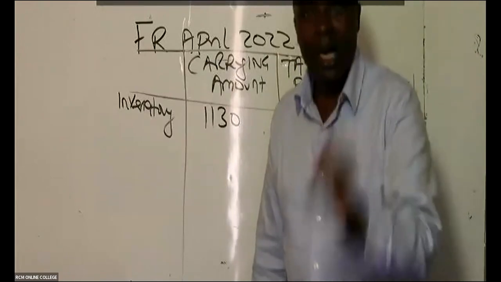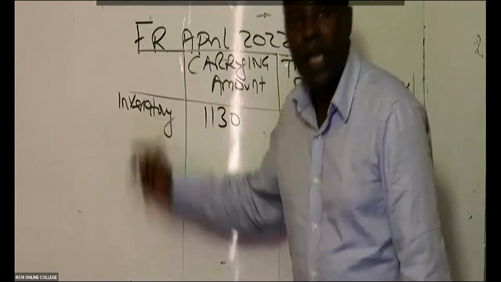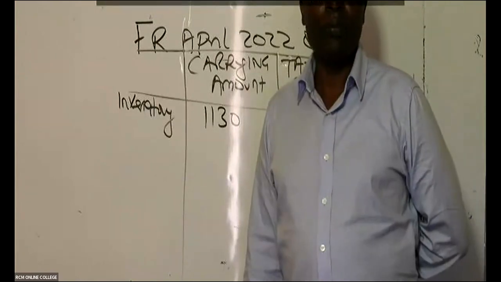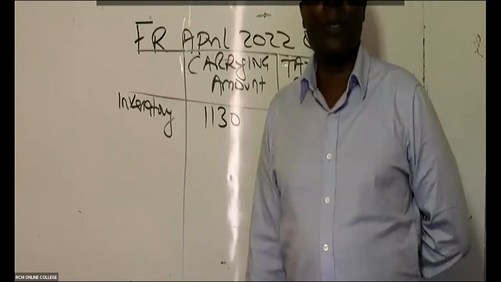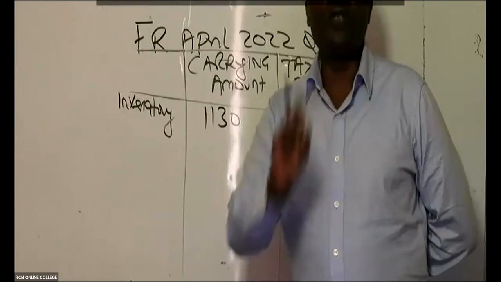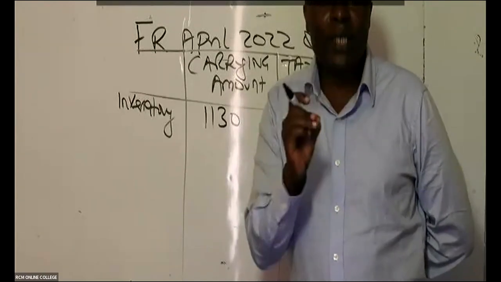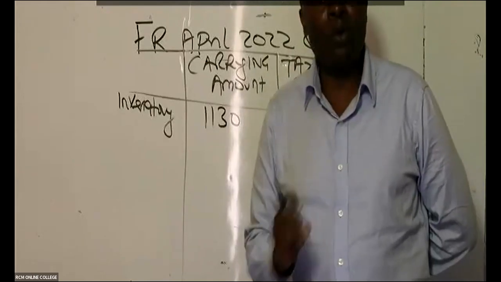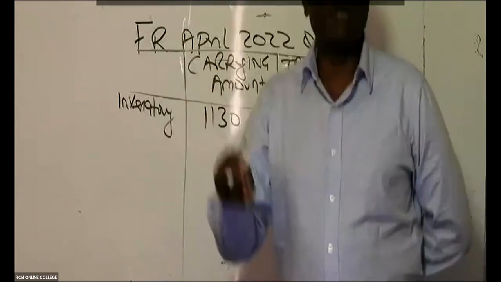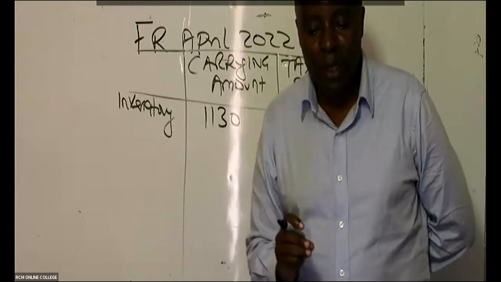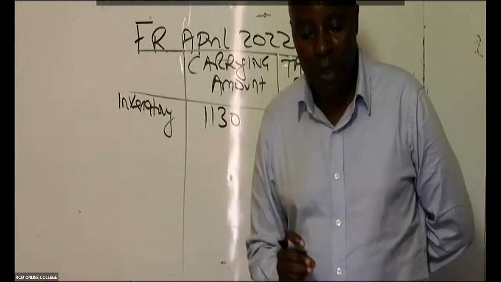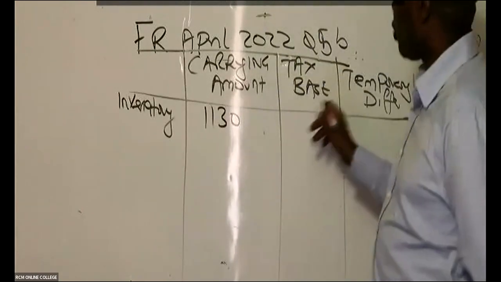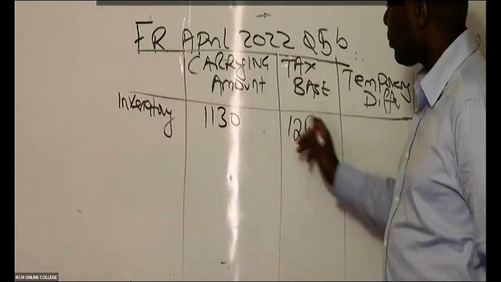But as things are, why are we calling this inventory? It's because those things have not yet been sold. So it means, ladies and gentlemen, that for the taxman, that 120 is disallowable. So I should be able to add it back to get a tax base. So what are we getting as our tax base? 1130 plus 120 gives us 1250.